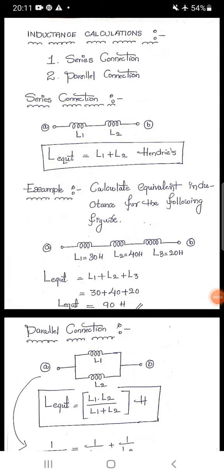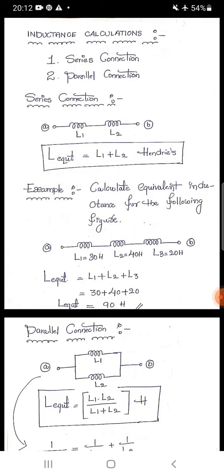Hi friends, in this video we are going to discuss the inductance calculation concept. This concept is very important whenever we are analyzing any electric circuit.